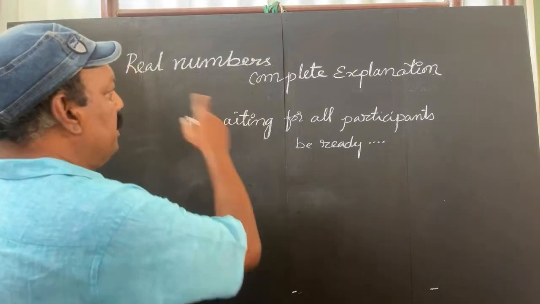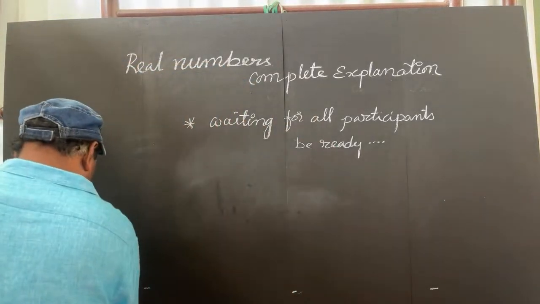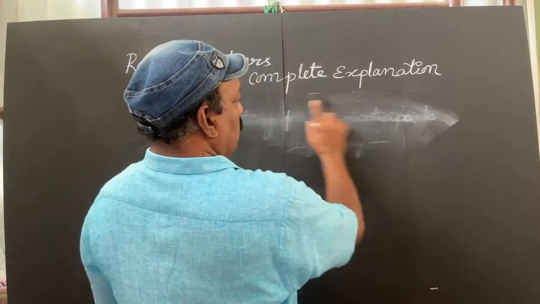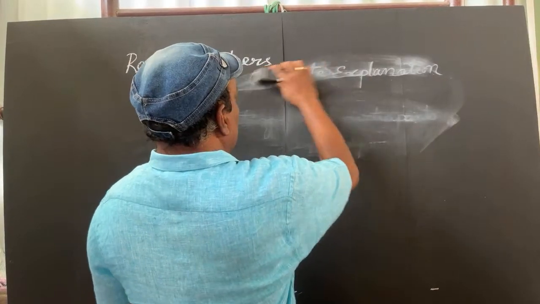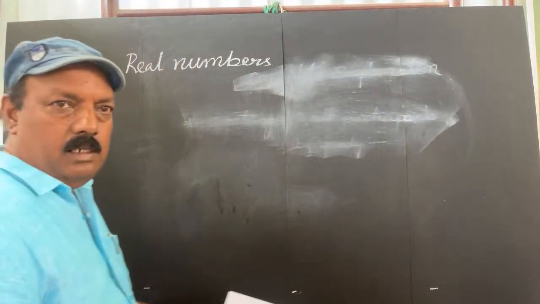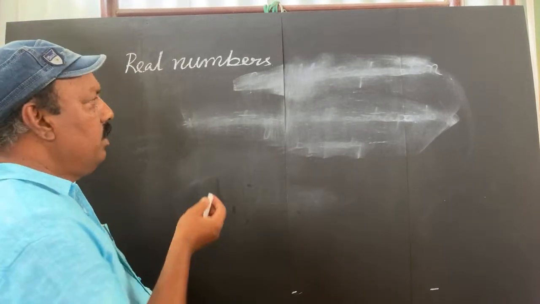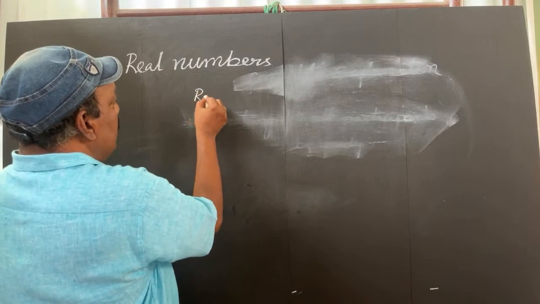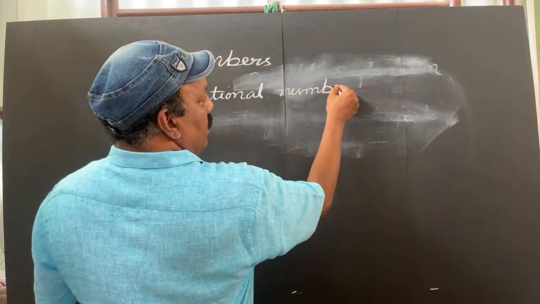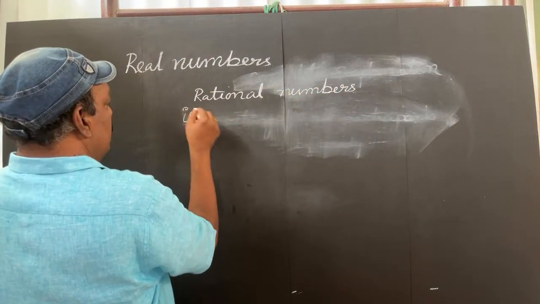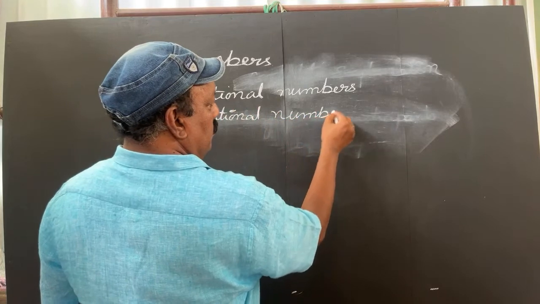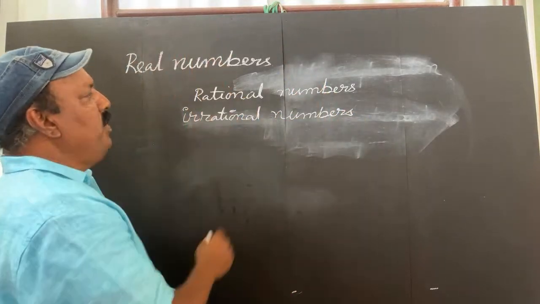Shall we start the real numbers chapter? Complete chapter. Now see here, real numbers is a combination of rational numbers and irrational numbers. Combination of these two we consider as real numbers.